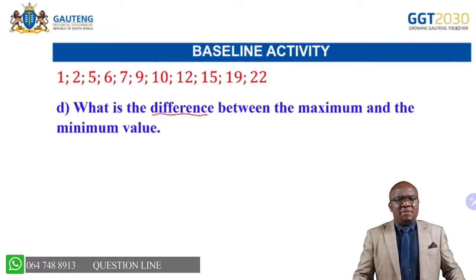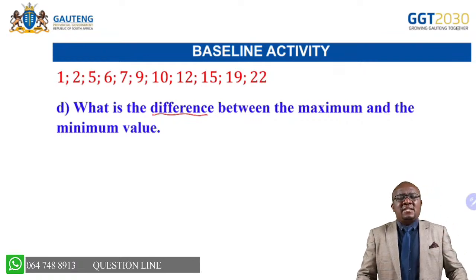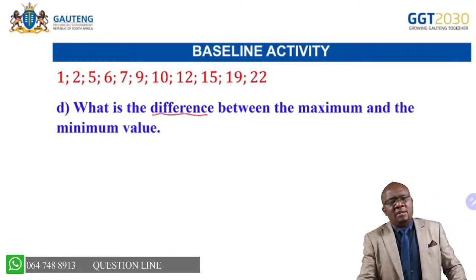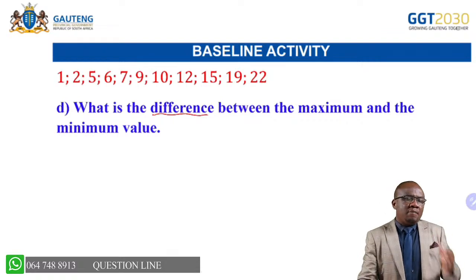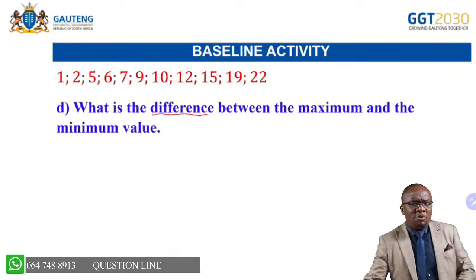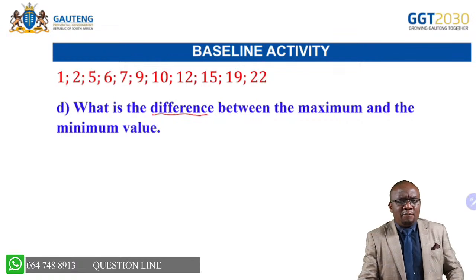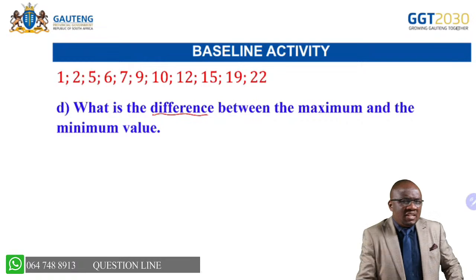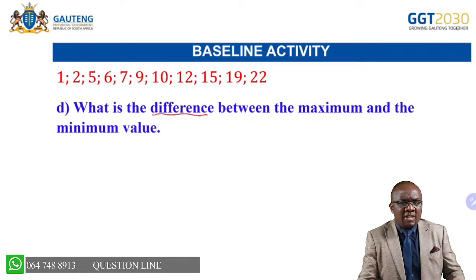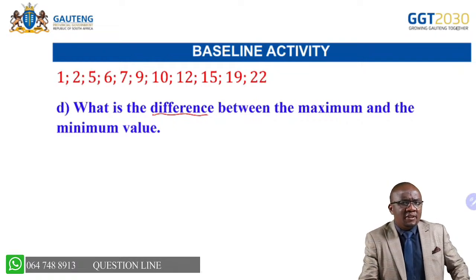This difference, let me just tell you, is still under baseline activity, but this difference has a special name. The difference between the maximum and the minimum value has a special name. Anyone who knows what this name is? Please raise your hand, and then you say the answer. Maximum value minus the minimum value. What special name is this? Anyone who knows that?